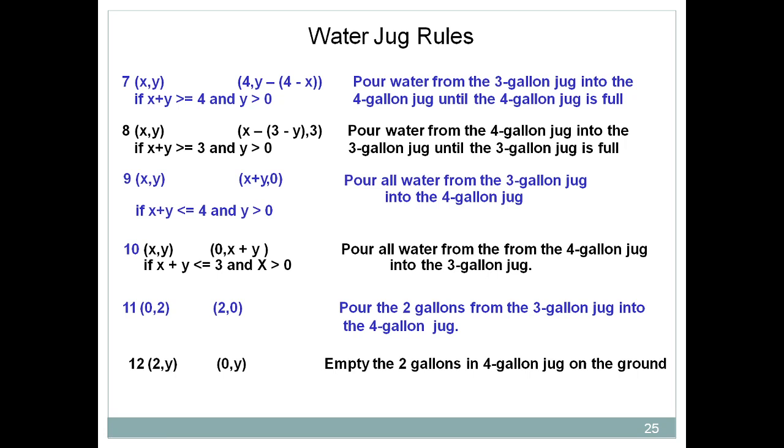So in this case, I assume that all water means what? Some students may get confused and say, sir, it is not possible to transfer 4 gallons of water to the 3 gallon jug, though you have specified the rule. If 4 gallons of water is there, and the capacity of the other jug is only 3 gallons, how can you transfer all the water?